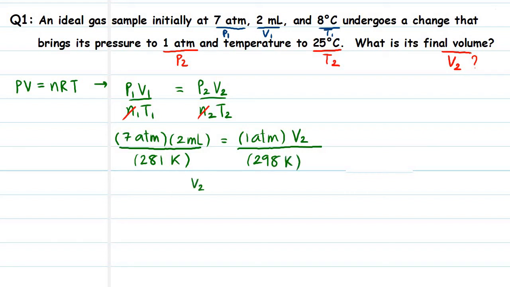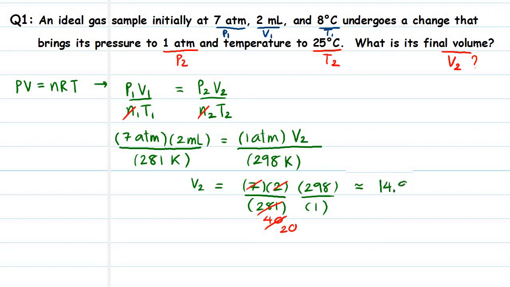Alright, so we're going to get V2 equals 7 times 2 over 281 times 298 over 1. If we estimate 281 to 280, we can cross this out, and this is going to give us 40, and then this is going to give us 20. And we should get about 14.9 milliliters here. And that is the answer. And if you plug it into a calculator, that should give something about 14.8 milliliters.